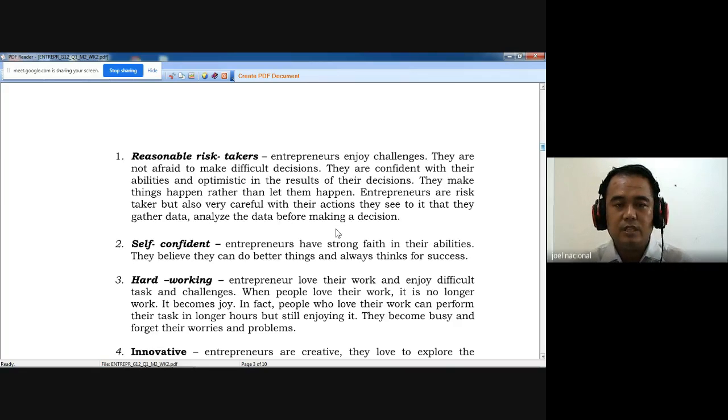So, risk takers, but of course they have data for them to be guided. Okay, so based on their data, they can make decisions.